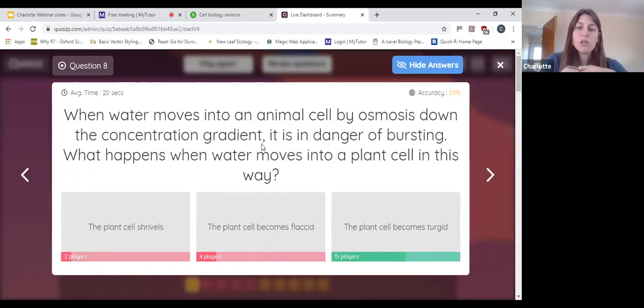And then when water moves into an animal cell by osmosis down the concentration gradient, it's in danger of bursting. What happens when water moves into a plant cell in this way? Plant cell becomes turgid. Really well done who did that. That's the way that plant cells like to be. They have that big vacuole to help them hold a lot of water. That lowers the concentration of water in the cell. So they like to have water coming in. They like to be nice and plump.